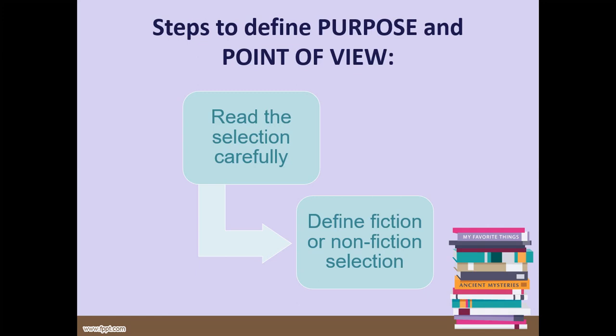Then, please define whether the selection is fiction or non-fiction. For additional information, a fiction piece is from the author's imagination and it is not based on facts. These pieces will usually be stories, and the purpose of fiction is to entertain the reader. Fiction creates a mood, a feeling you get from reading the selection. The mood could be happy, sad, scary, angry, peaceful, and so on.